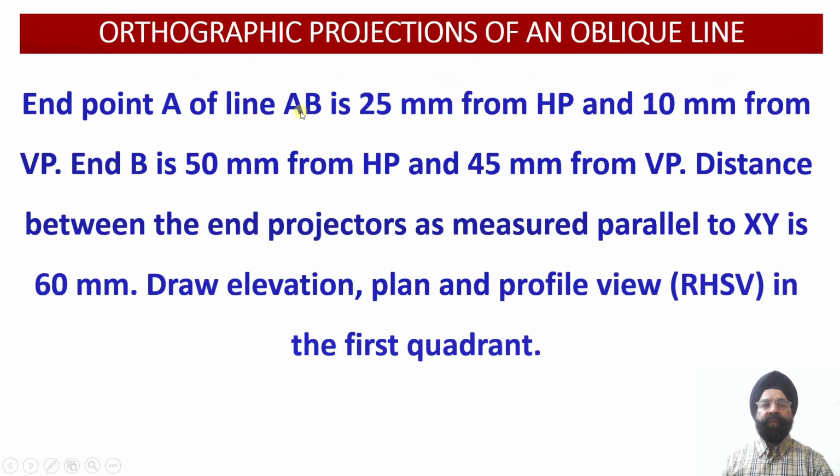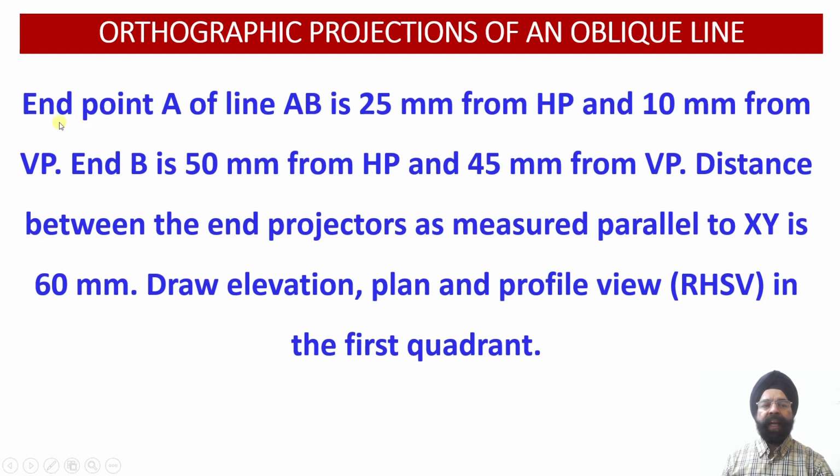Here we are required to evaluate the orthographic projections of an oblique line when both ends of the line lie in the first quadrant. We have been provided with the coordinate locations corresponding to the two endpoints of the line AB.